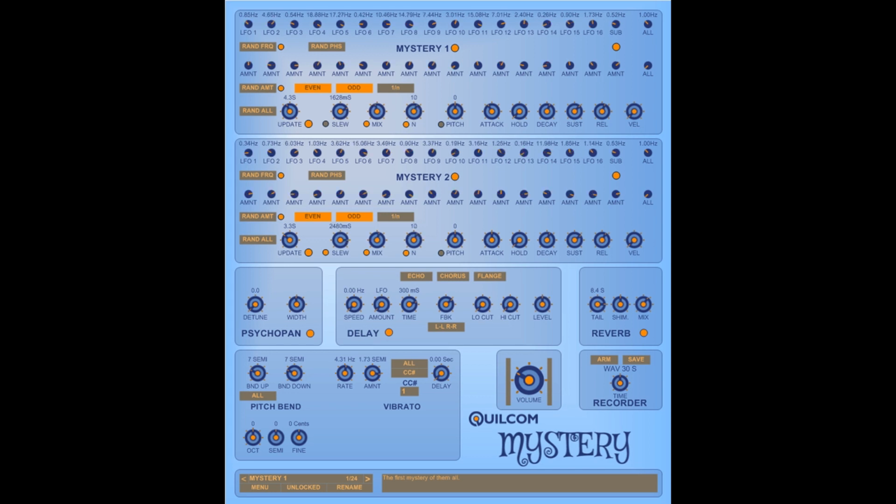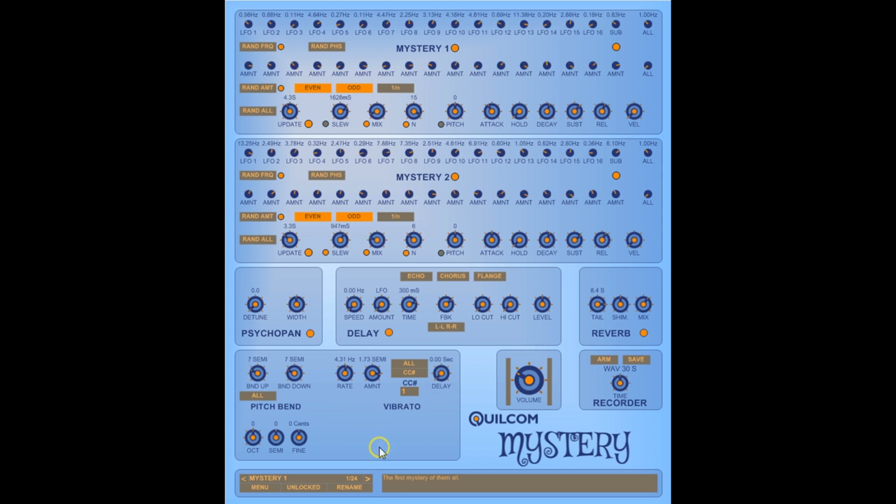So now I'll give you a quick overview of what we have here. We have two identical Mystery generators which produce the sound. We can detune them apart. We can set the stereo width or have them in mono. There's a psychopan option which I'll explain later, a multi-purpose delay, and a reverb where you can also set the so-called shimmer effect, which is a 1 octave pitch shifter.